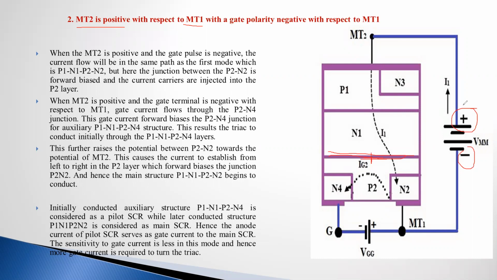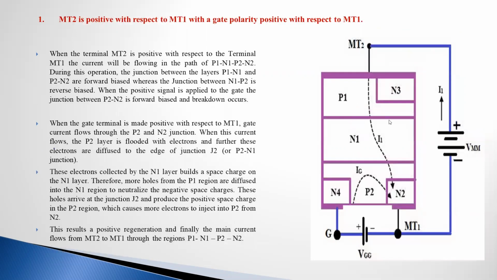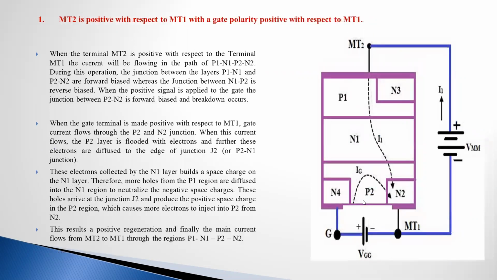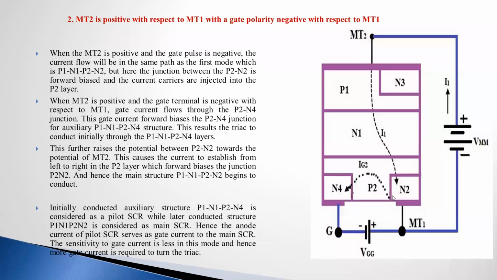When MT2 is positive, MT1 is negative and the gate is negative. Gate is negative. Clear? It's very important. Okay, please observe. Same as mode 1. Mode 1 and mode 2 are the same, but the only difference is that initially the current carriers are injected in this way, and in mode 2 the current carriers are injected in this way.